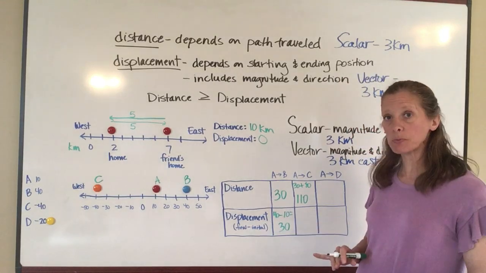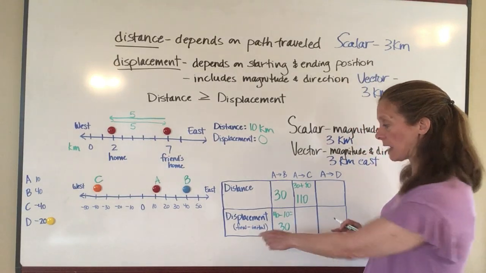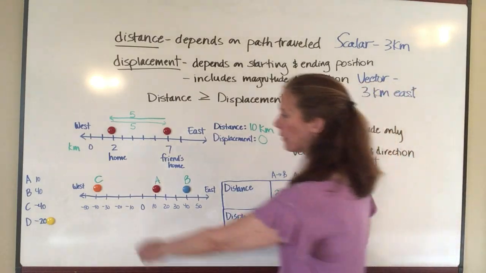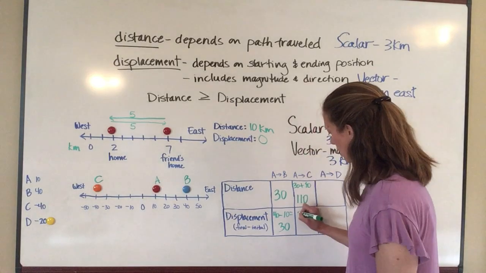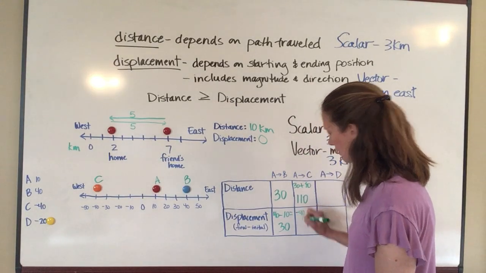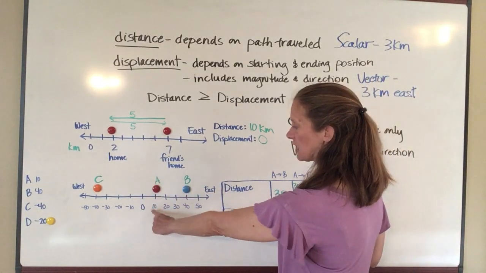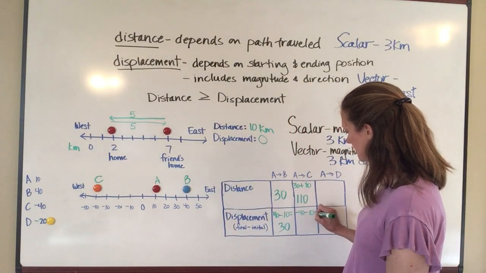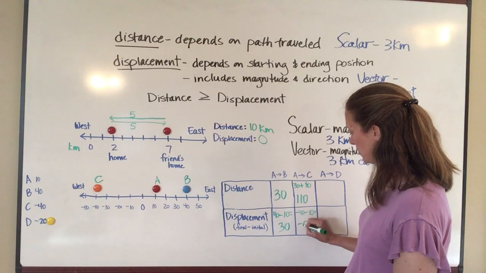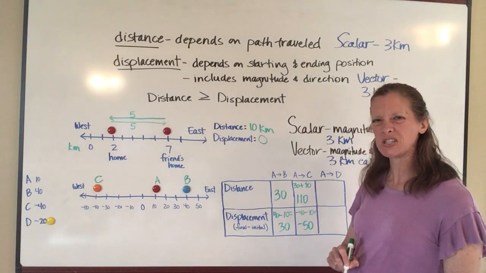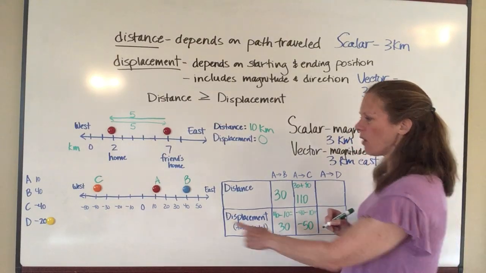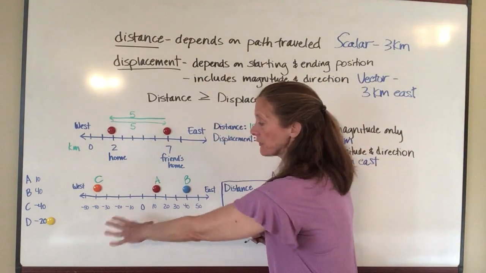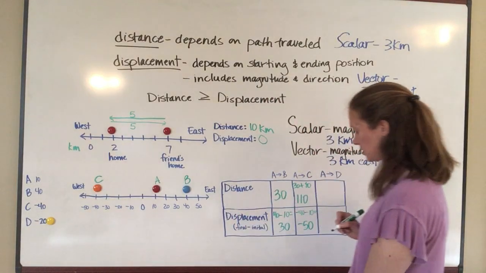My displacement, though, is, again, my final position minus my initial position. Well, my final position was negative 40, and my initial position at A was 10. So I'm going to take negative 40 minus 10, and that's going to give me a displacement of negative 50. Well, what's that mean? Well, positive numbers are to the right, negative numbers are to the left on the reference system that I've chosen here.